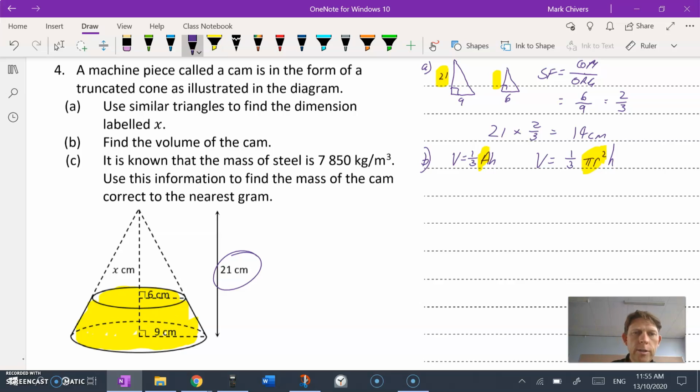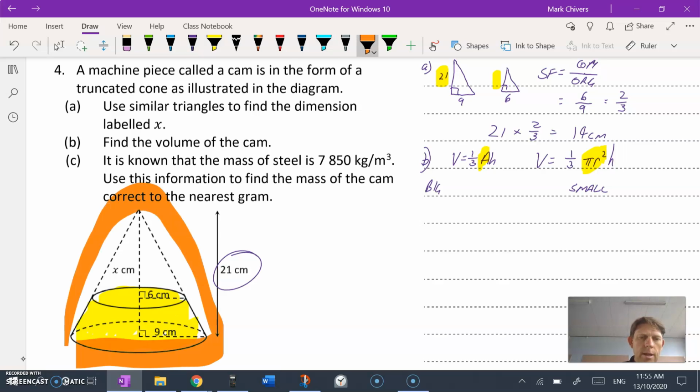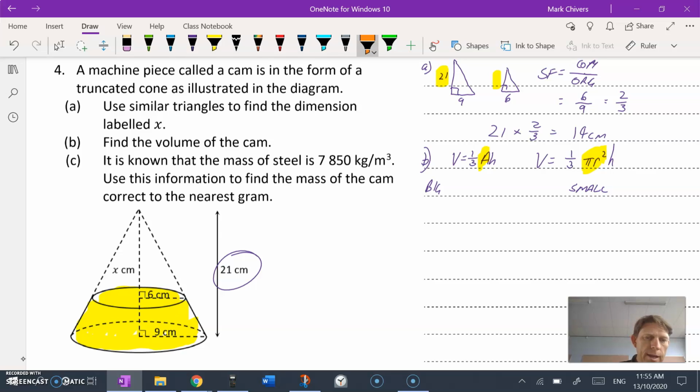In order to do this, we'll work out what our big cone is, and we'll work out what our small cone is, and we'll take the volume of one away from the other. Because essentially we've got a big cone, and if we take away this small cone here, we'll be left with the part that we actually need, the part in yellow down the bottom.